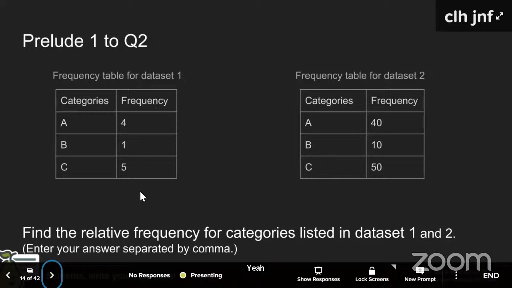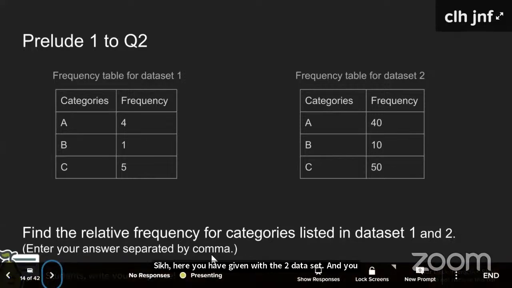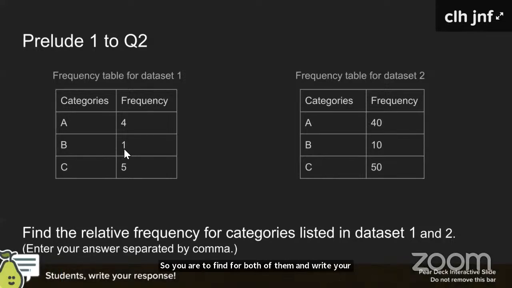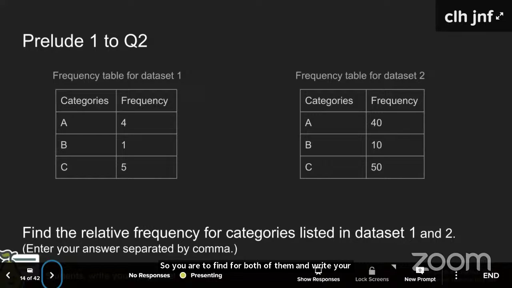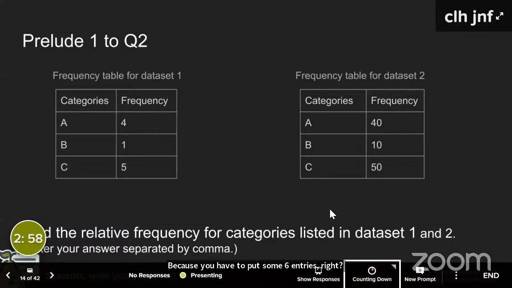Then, this one is a somewhat different question. See, here you have been given two data sets, and you have to find the relative frequency for the categories listed in data set 1 and 2. So you have to find it for both of them and write your answer separated by commas, because you have to put 6 entries, right? So just start.